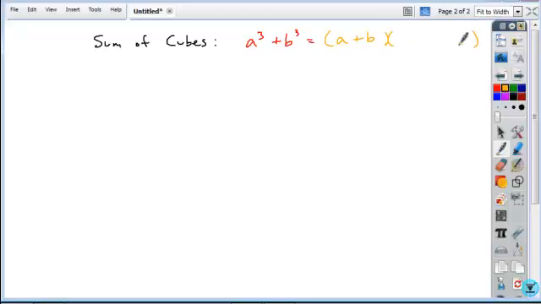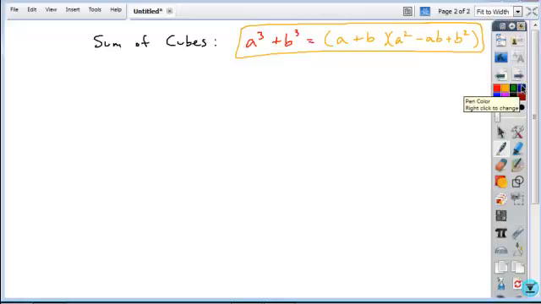And now your second factor is a trinomial, meaning it has three terms. The first term is the first base squared, so A squared. The last term is our second base squared, so B squared. And then the middle term is just the opposite of the product of these bases. So A times B, change the sign, gives you negative AB. And so that gives you your special factor form for the sum of cubes. Let me go ahead and show an example of that.